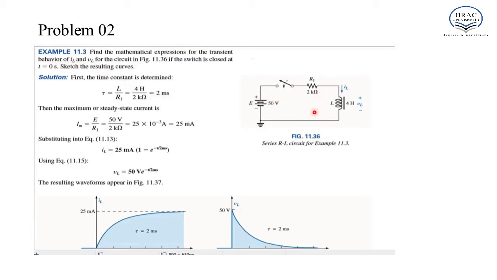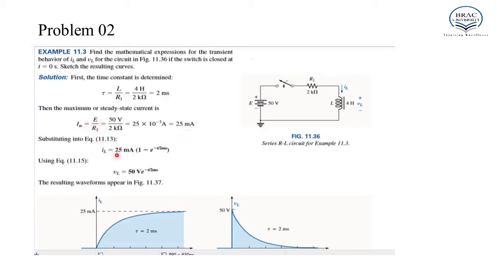Then, in order to derive the expression for IL, we need to determine the maximum current flowing through this network. The maximum current will flow when the inductor reaches the steady state. That is, the inductor can be replaced by the short circuit equivalent. Hence, the current flowing through the network during the steady state condition will be equal to Im, which equals E by R1, 25 milliampere.